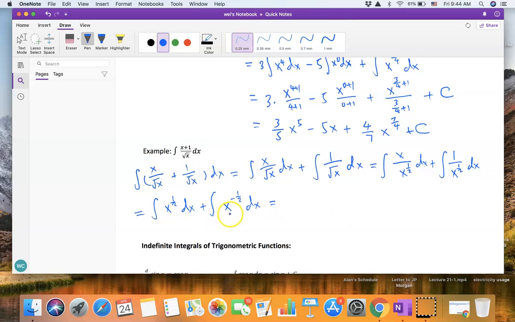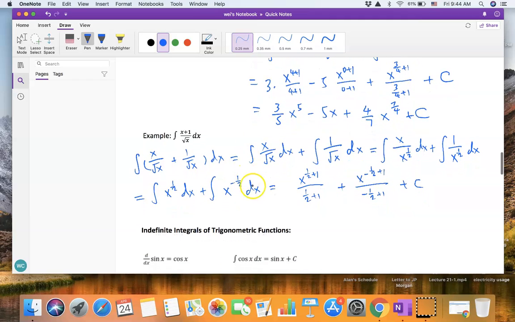Then for each function, we use the power rule. So we can find the antiderivative, which for x to the power of 1/2, the antiderivative is x to the power of 1/2 plus 1 over 1/2 plus 1. For the function x to the power of negative 1/2, the antiderivative is x to the power of negative 1/2 plus 1 over negative 1/2 plus 1. So the result is 2/3 times x to the power of 3 over 2 plus 2 times x to the power of 1 over 2 plus c. Okay.